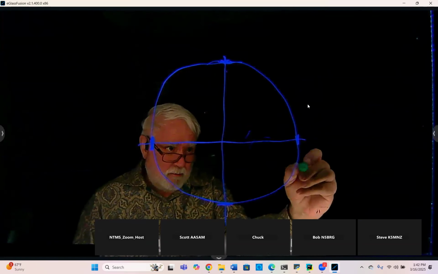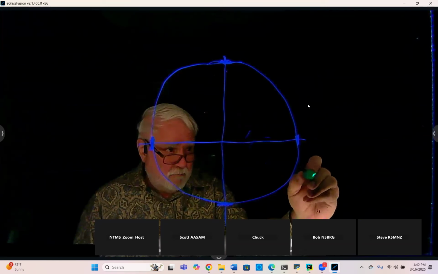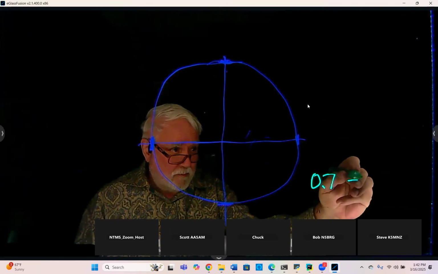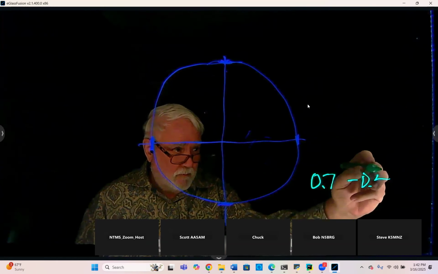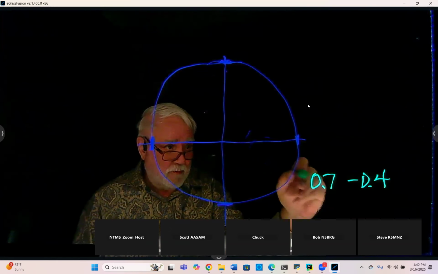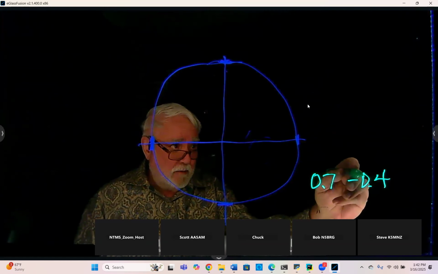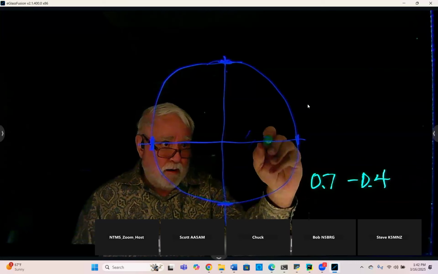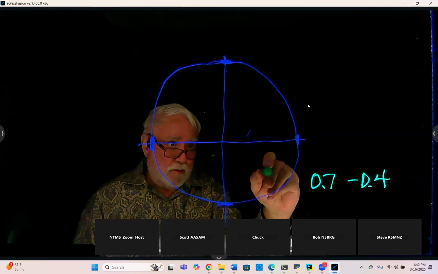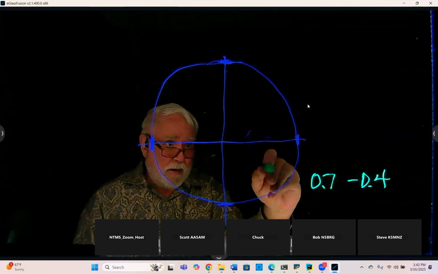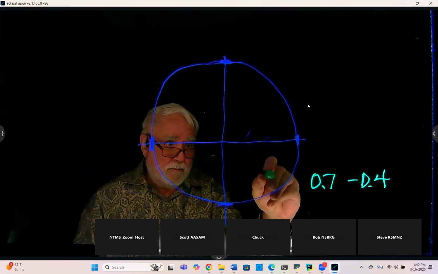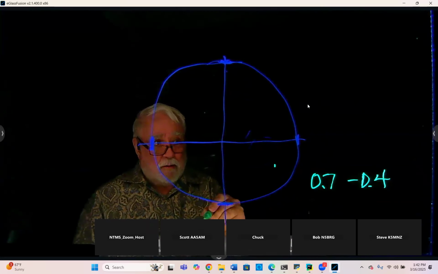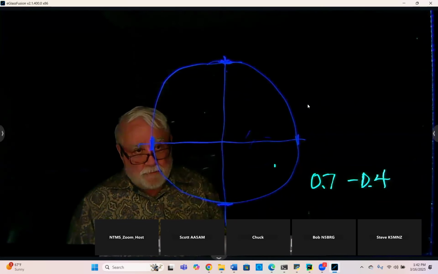So I've chosen a number, and it is positive 0.7 and minus 0.4. Now, we could locate that approximately out here by coming out to 0.7 on the positive and minus 0.4. And we might say it's that point right there, more or less.